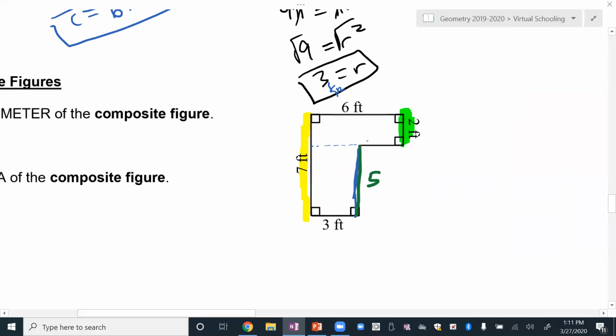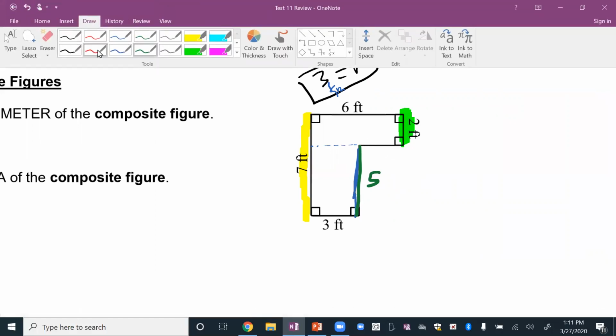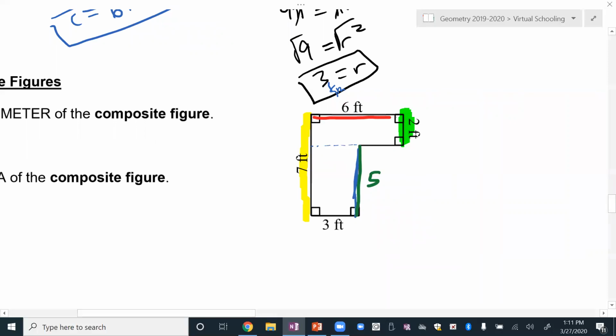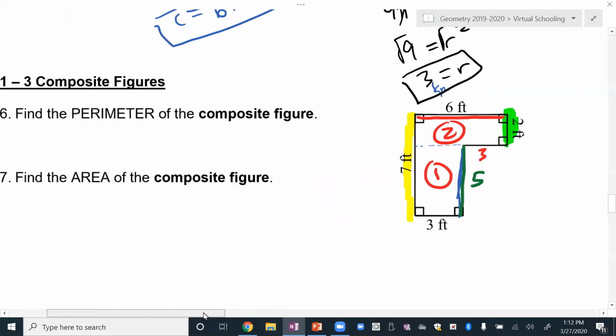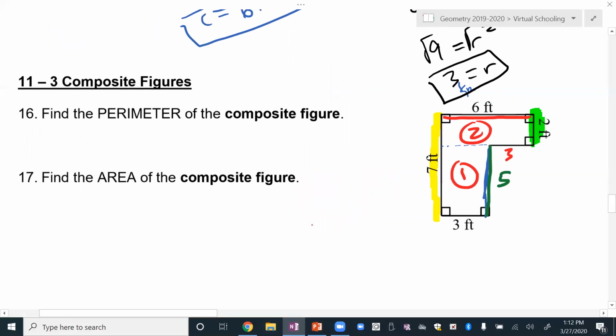And then if you're looking for this part right here, we know this is 6, and that part right here represents 3. That means 6 minus 3, that gives you 3 here. And that gives you the parts that you need to go and use in order to solve for what you need. Okay? So first figure, second figure. Find the area of them, or find the perimeter of whatever's on the outside of it.